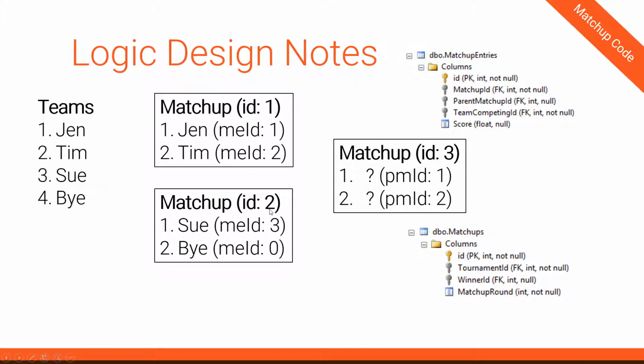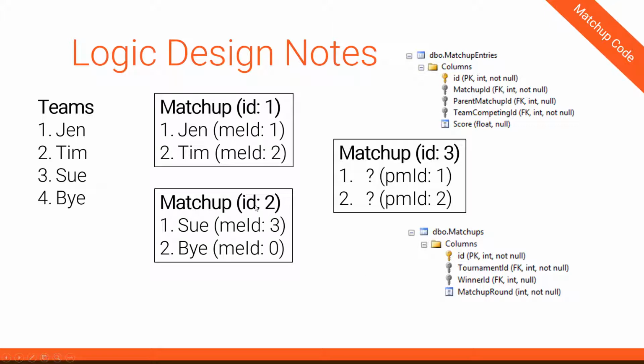The matchup number 2, again, this is matchup. So 2 would be the ID for matchups, and the round would be 1. Winner would be empty. It's nullable. And the tournament ID would already be supplied by the tournament.